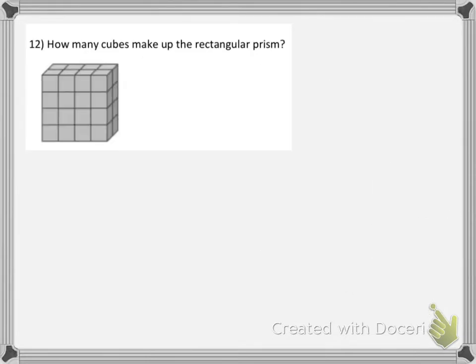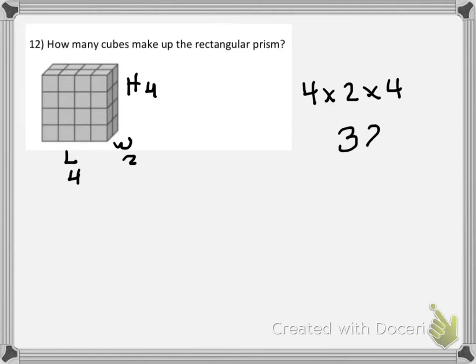One more question here. How many cubes make up this rectangular prism? Well, we talked about it in question number 11. We could multiply the number of cubes along the length, the number of cubes along the width, and the number of cubes along the height. Right? So we'd have 4 for the length, 2 for the width, and 4 for the height. So 4 times 2 is 8, and 8 times 4 is 32.